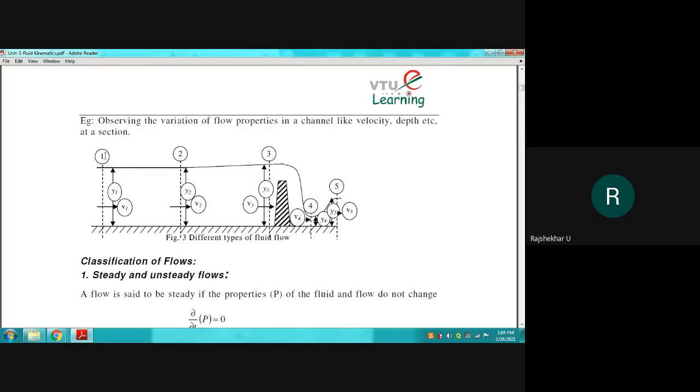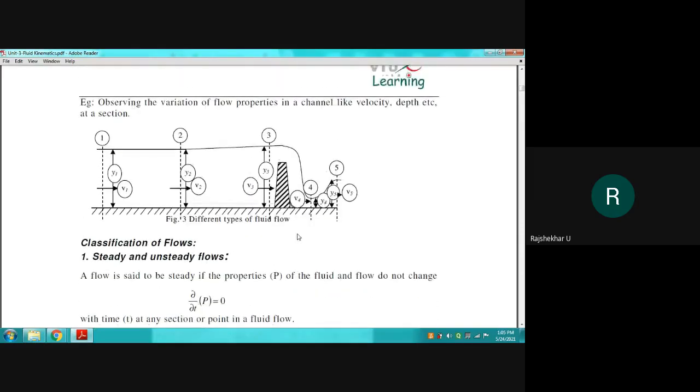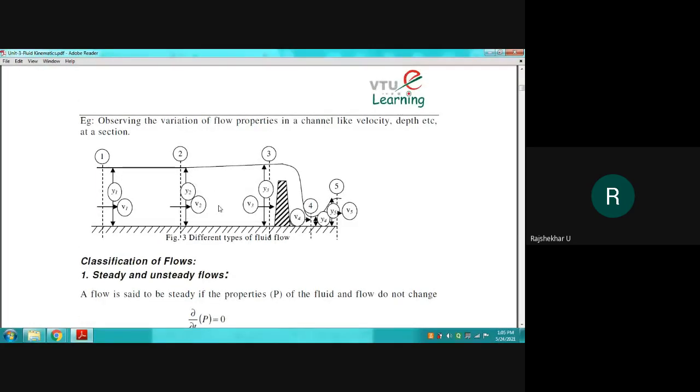You can see there is a section taken. This is section 1, this is section 2, this is section 3, this is section 4, and this is section 5. These are different types of flows. This is an example of different types of flows also. If you want to measure the properties at section 1, it is possible by using different measuring instruments, and we are going to study those measuring instruments in the later part of the course. At section 2 also we can study all the fluid properties using the measuring instruments.